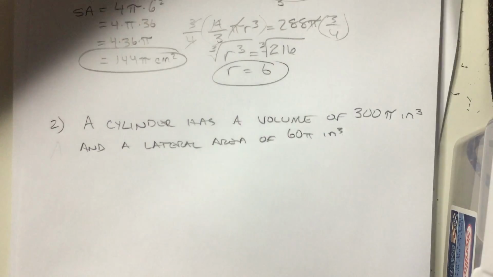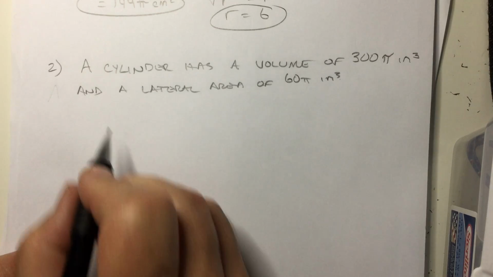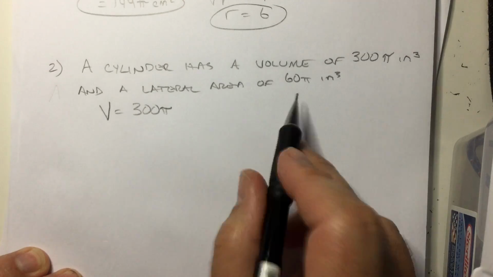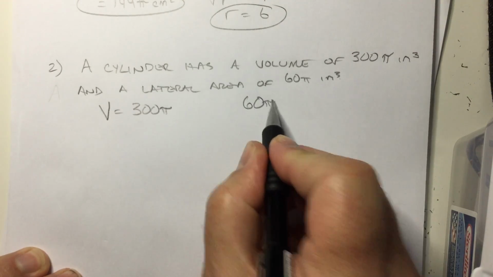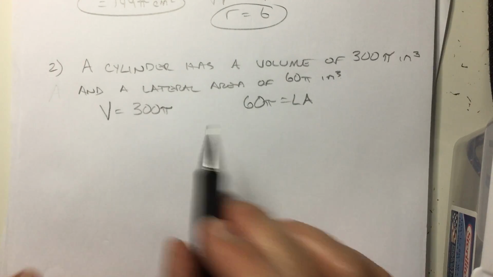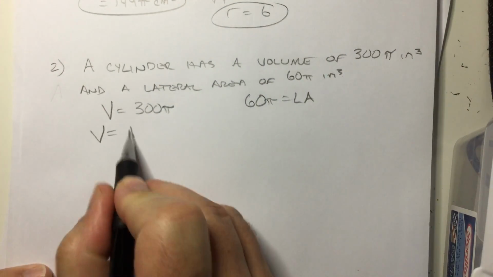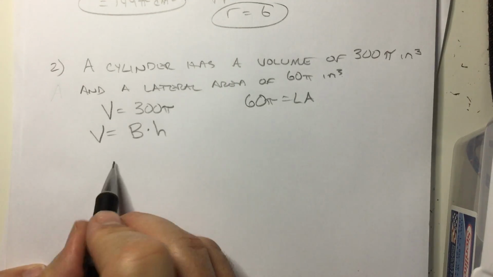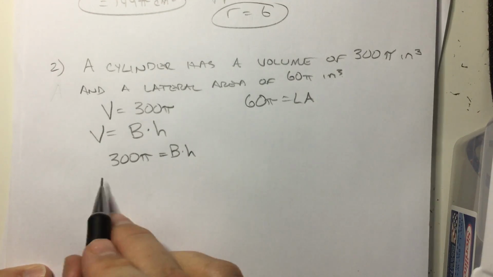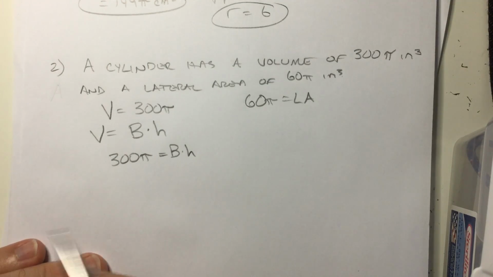Second one is no longer spheres, but it's challenging. It says a cylinder has a volume of 300 pi, and a lateral area of 60 pi. Now, it'd be nice if I could set these equal or something like that, but that's not going to work. So let's figure out what our formulas are, just like we did up top. The volume is equal to the big B, the area of the base, times the height. So 300 pi is equal to big B times h. That's an equation in 2 variables, B and h. I can't solve an equation with 2 variables unless I have 2 of those equations.